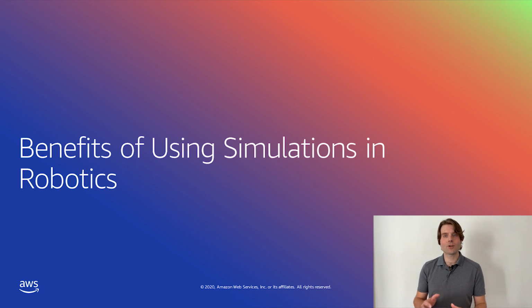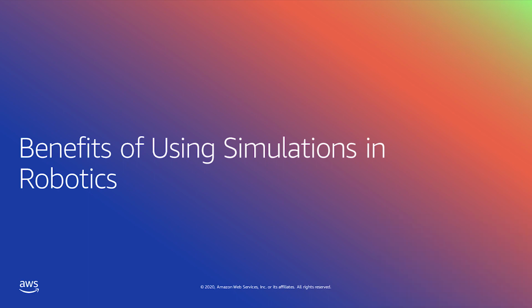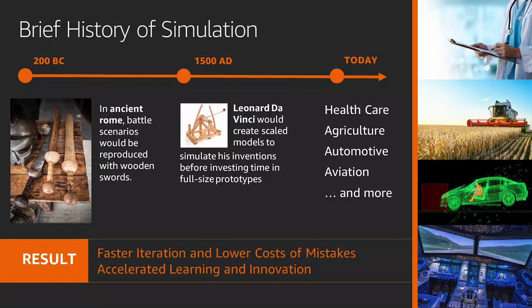Okay, so let's start out with the benefits of using simulation in robotics. While simulation in robotics is relatively new, the concept of using simulation dates back to early civilizations. Roman armies trained their soldiers by recreating battle scenarios using wooden swords. One of the key reasons why the Roman army was so successful was their training. Practicing with wooden swords reduced the chance of injury.